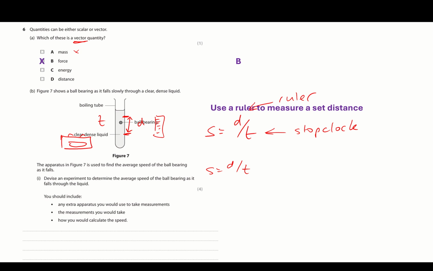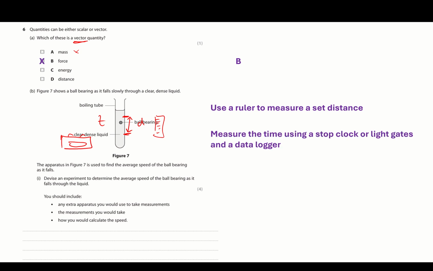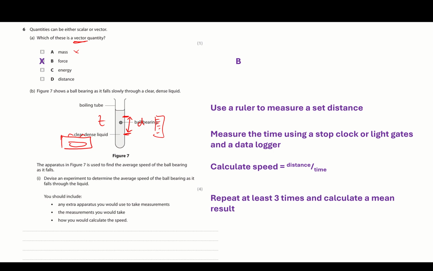So I'll just get rid of all of my writing by the side. Use a ruler to measure a set distance. If you wanted, you could say 10 centimeters, whatever you wanted to pick. Measure the time using a stop clock, or if you wanted to show off, light gates and a data logger. Calculate speed equals distance divided by time, and that is it. So we've just got that mix of I need this using this equipment, I need that using this equipment, and speed equals this divided by this. And then last of all is this idea: repeat 3 times and calculate a mean.